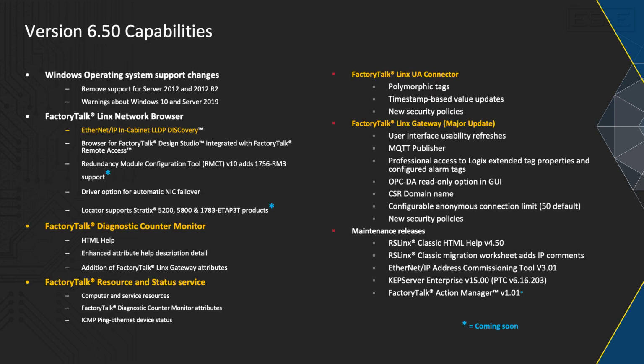A couple of things on this slide I want to talk about other than the operating systems. The biggest one is Ethernet in-cabinet LLDP discovery. In other words, being able to discover these data sources is the big thing. Instead of having, for example, with OPC UA, to know the node and all that kind of stuff, this is a way that you can discover the FactoryTalk Link Gateway OPC UA connection, so you don't have to know that. You can actually click on it and browse to it and all that good stuff.